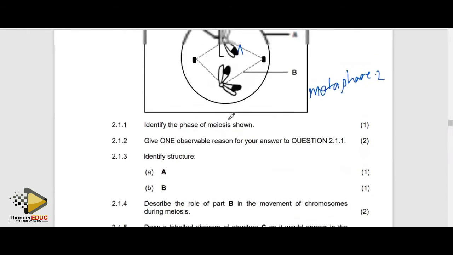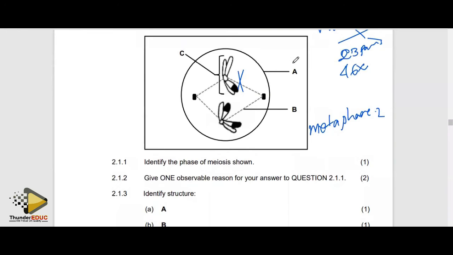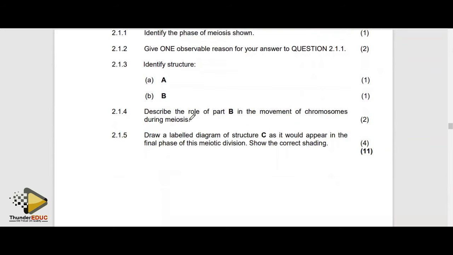Then they're saying identify A. What is A? A is a cell membrane. Don't confuse the cell membrane with the nuclear membrane. What is outside is the cell membrane. And then B, these are fibers which hold the chromosomes in place, which are spindle fibers or spindle threads. Then describe the role of B in the movement of chromosomes during meiosis.